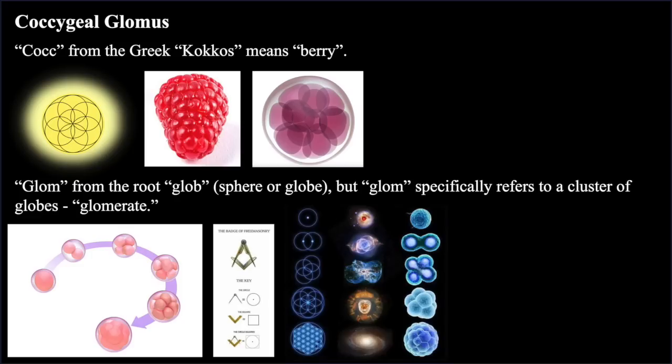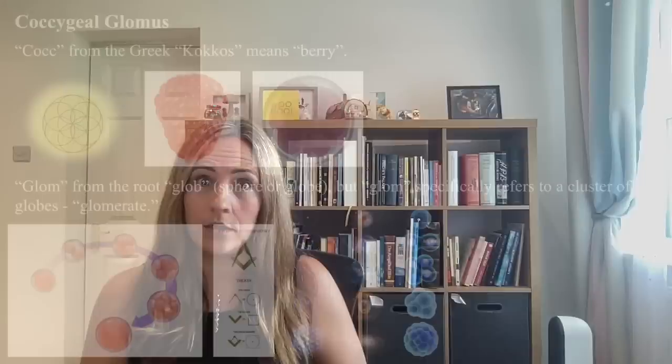And the appearance of certain berries definitely resembles the sacred flower or seed of life symbol, and indeed the way in which cells duplicate and multiply into clusters. Furthermore, glom comes from the root glob, meaning sphere or globe, but glom specifically refers to a cluster of globes, as we see in the word conglomerate, like a conglomerate of different vessels.